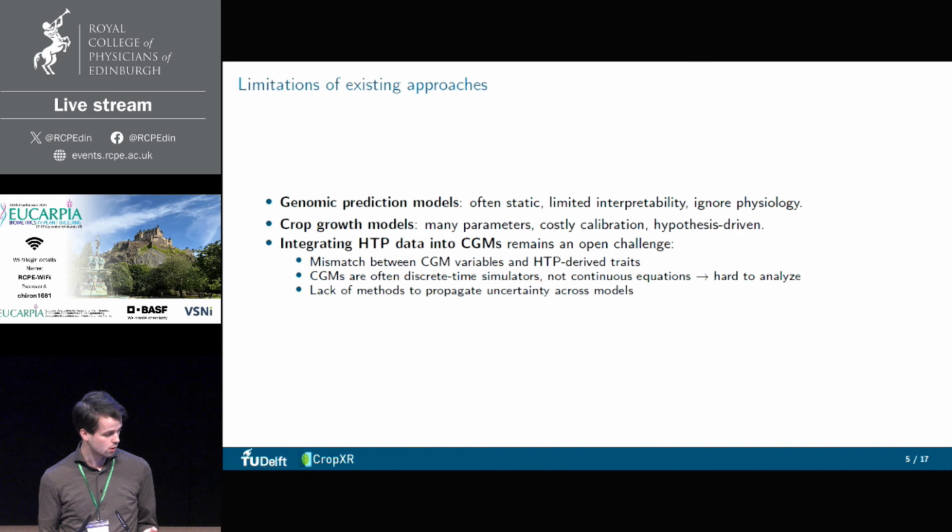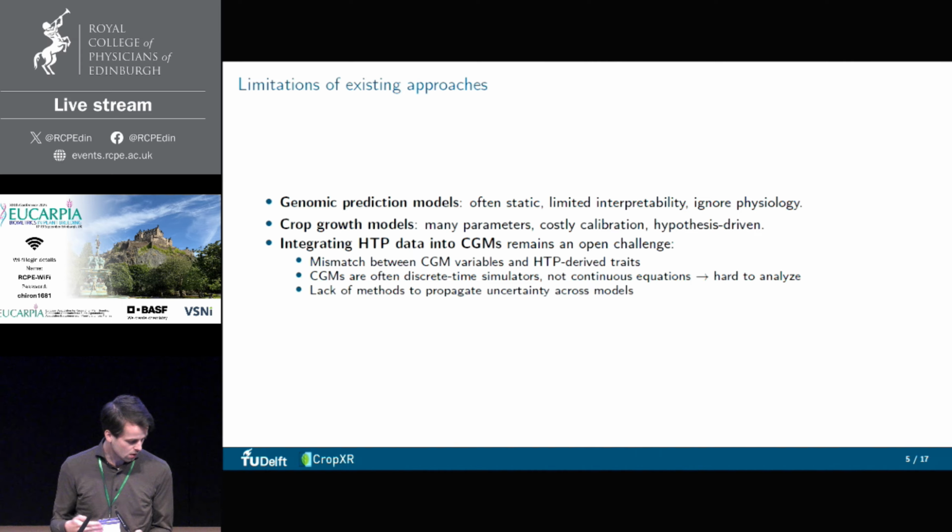And why is that? There's a few reasons. So first of all, there's a mismatch. Our drones fly over the field and collect, for example, NDVI. But that's a trait that is not classically modeled in the crop models, so we cannot actually use that to calibrate our models. So there's a certain mismatch, and the dynamics of those high throughput traits are often not that well understood, so we cannot really implement them. And also the crop growth models that are used are often discrete in time, which makes it very hard to do any analysis.